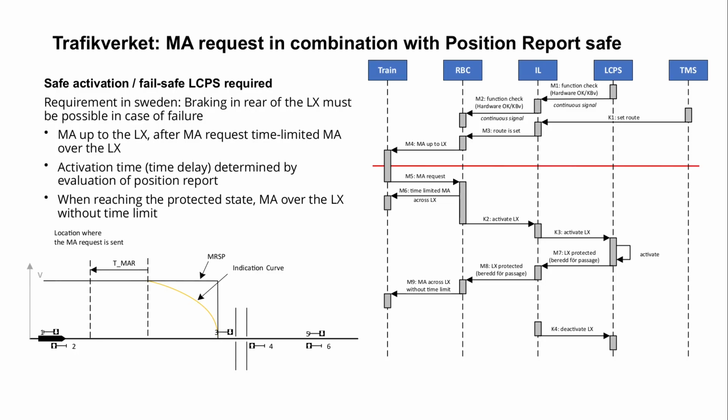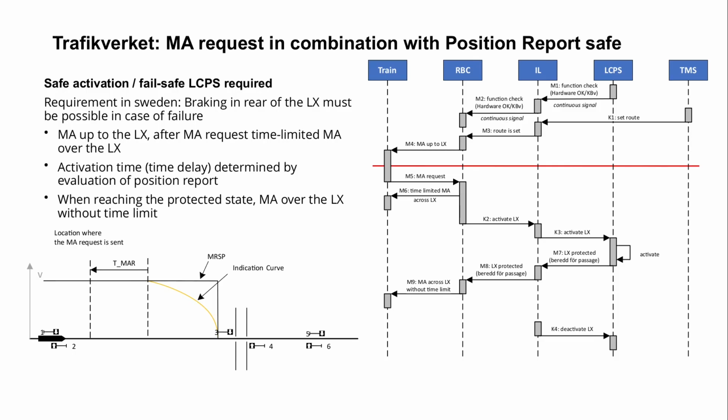The route setting works the same way as with the non-failsafe LCPSs of Verket. The TMS commands the interlocking to set the route up to the level crossing. The interlocking sets the route and reports this to the RBC. The RBC then sends an MA up to the level crossing to the train. When the train reaches the location where the MA request is sent, the train sends an MA request to the RBC. With the position report always sent along with an MA request, the RBC can calculate the activation time.